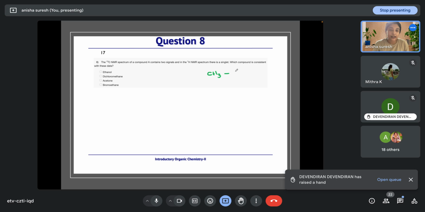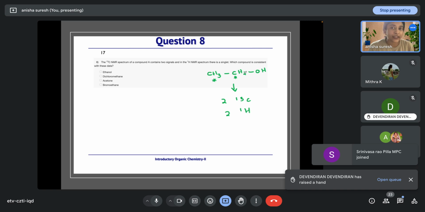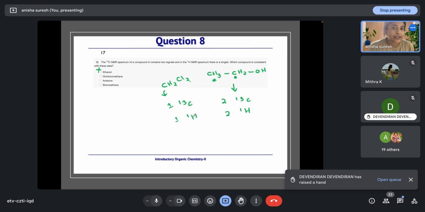Ethanol will be CH3, CH2, OH. So it will show two 13C NMR signals and two proton signals. These are different, right? So two 13C and 2 proton signals ethanol will show. So we can rule out this option. Dichloromethane, CH2Cl2, is having only one carbon. So it will show one 13C and one proton signal. So this is also ruled out. Now, bromoethane is also similar to ethanol. So it will show two 13C and two proton signals.